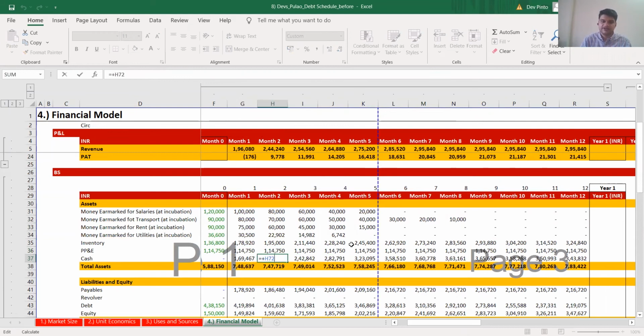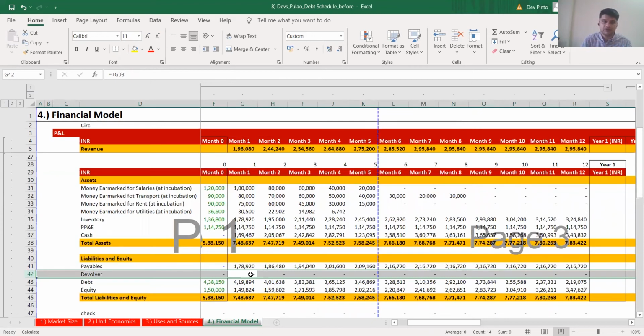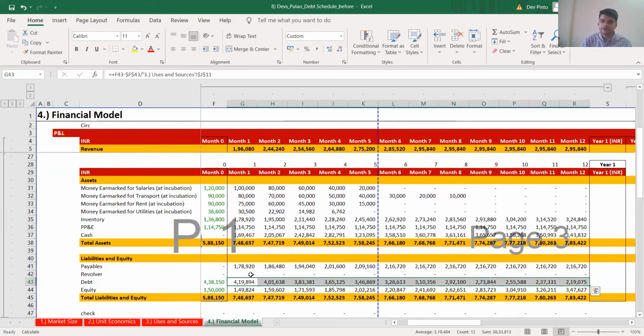Cash gets generated in this business as you launch your operations. Payables is just linked to the inventory balance, right? Your business is generating money, so there's no need for you to pull down revolver debt. You're paying down the debt that you used to start this business, and basis the profits that you make in this business, your equity, your net worth balance is going up.